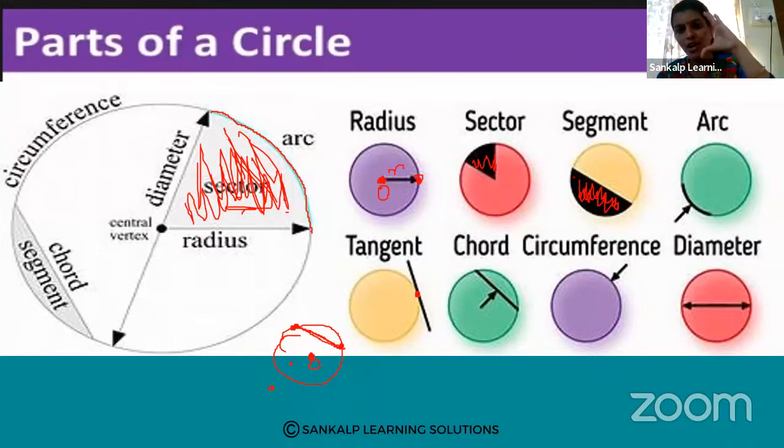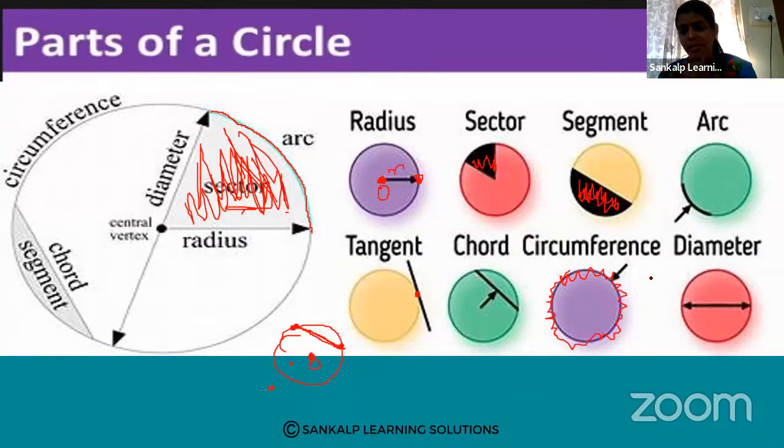Segment andre alli chord ಬರುತ್ತೆ ಮತ್ತೆ arc ಬರುತ್ತೆ. Sector ಅಲ್ಲಿ this is the area between two radius and one arc. Okay, next circumference and diameter. Yes, circumference means what? It is the outer surface, length of the outer surface. Okay, so this part we call it as a circumference.